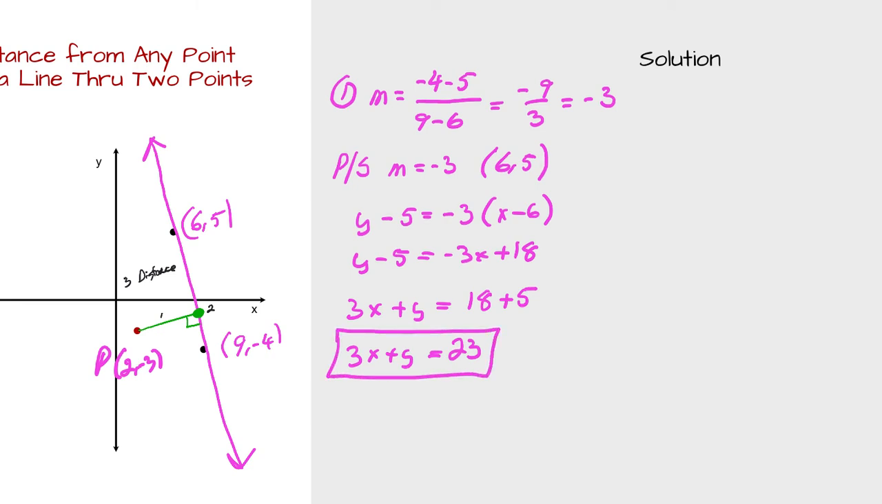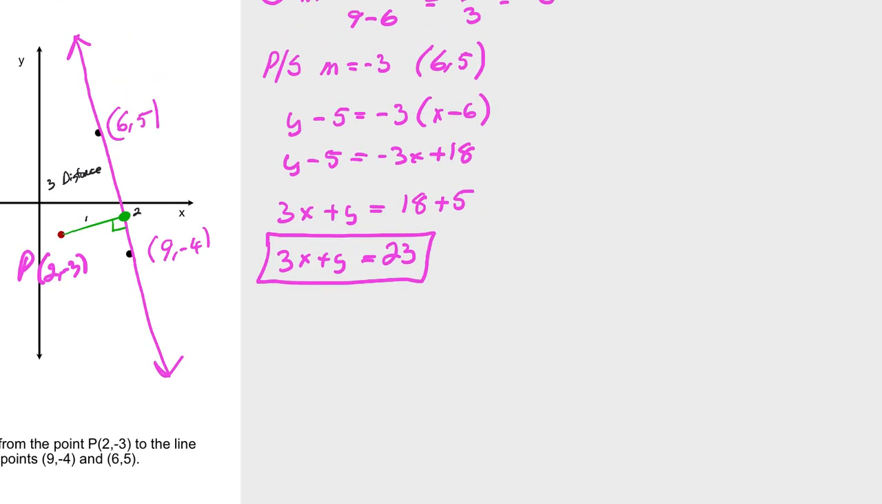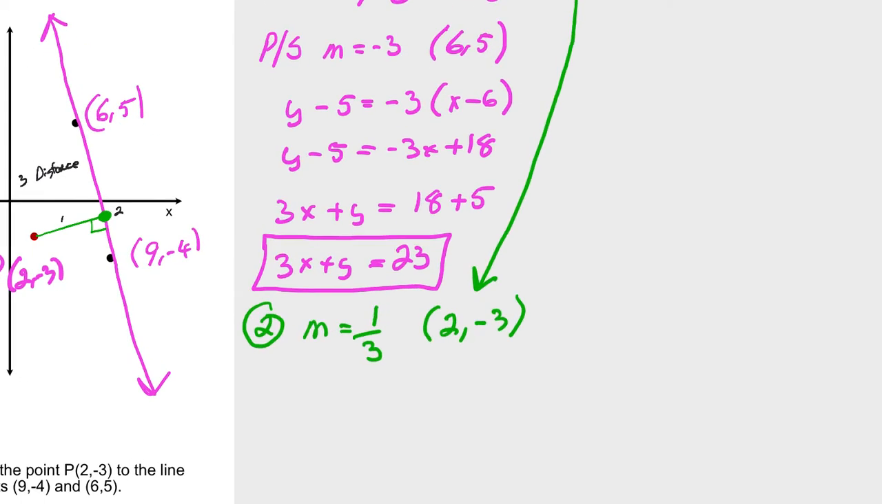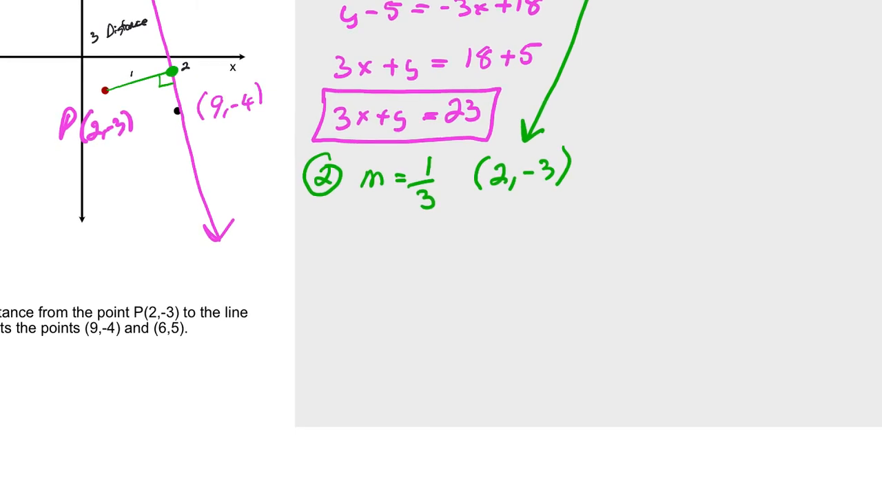At this point, I can find the equation of my green line. The green line has the perpendicular slope of the pink one, so that slope is the perpendicular slope of -3, which will be 1/3. And I have a point, and that point is (2, -3). So now I can find the equation of my green line using point slope. So y minus -3 equals my slope of a third, x minus 2.